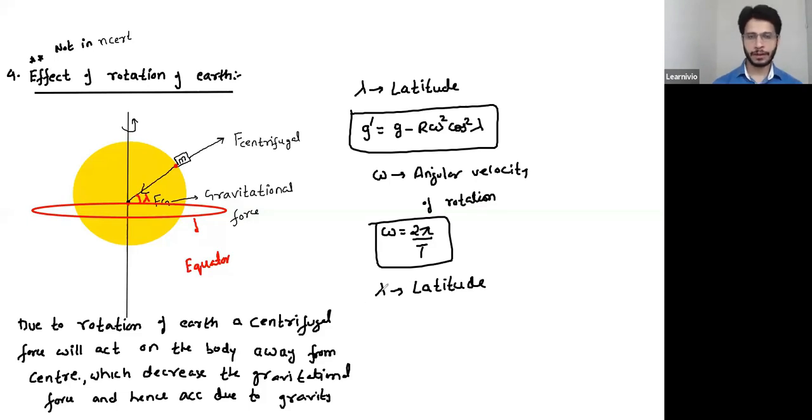You must have done latitude in your geography class up to class 10. There are two angles, one is longitude, another one is latitude. And T is time period of rotation of Earth. In general, this time period is 24 hours.